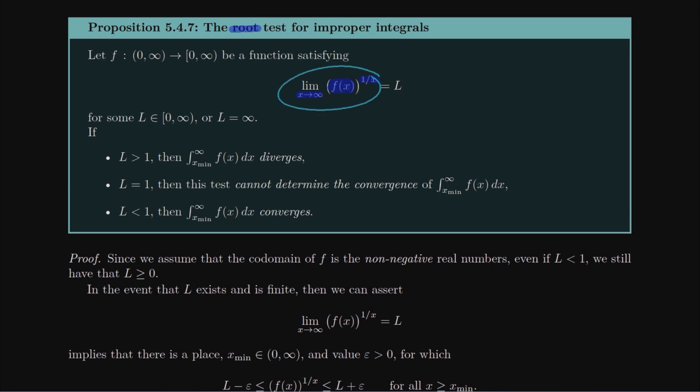Why is this called the root test? Let's just recall that if I take a number, let's say a to the 1 divided by x, I can actually write that as the xth root of a. Xth is a really fun word to say. So it's the xth root of a. And that's why we call it a root test. But we're going to take that limit as x goes to infinity of this xth root.